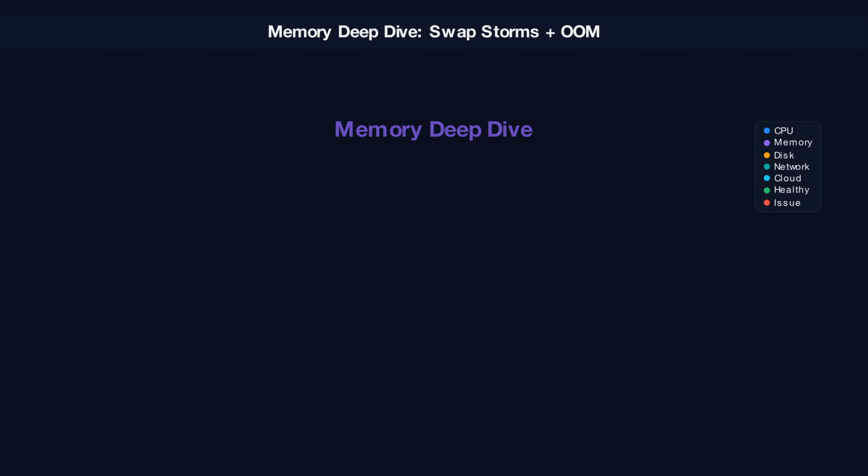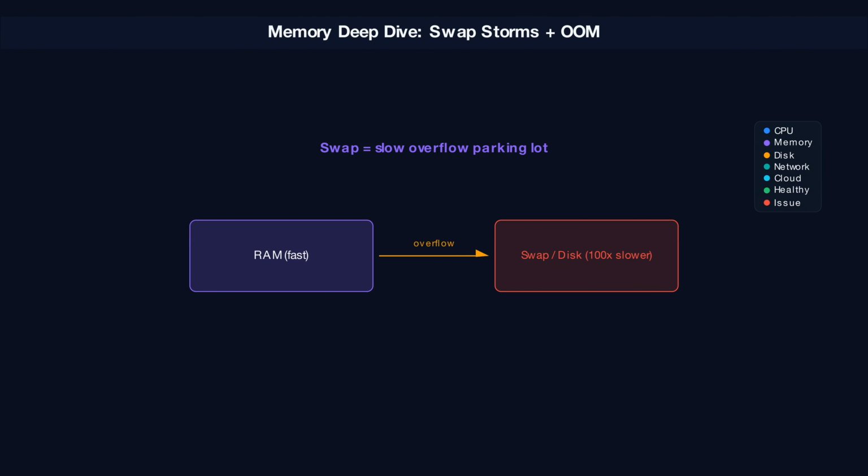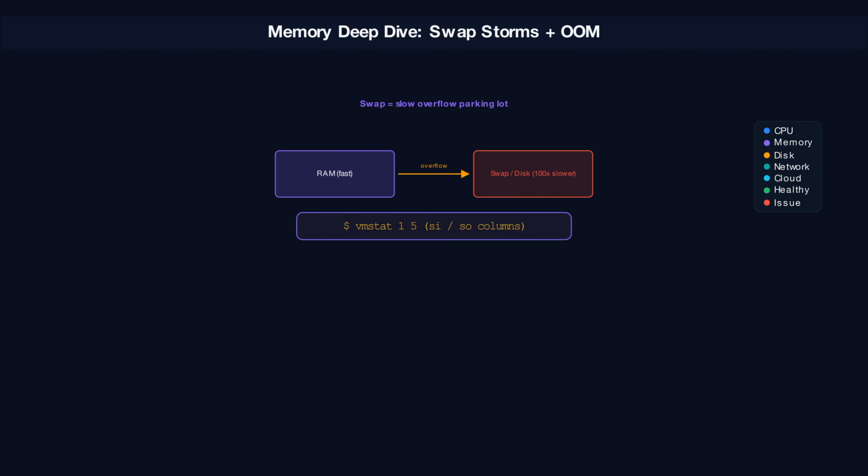Think of swap as a slow overflow parking lot. When your main lot, RAM, is full, the OS moves pages to disk. The problem is disk is 100 times slower than RAM. Check vmstat, the SI and SO columns. If SI is 120 and SO is 240, the system is actively swapping. That is terrible for latency.